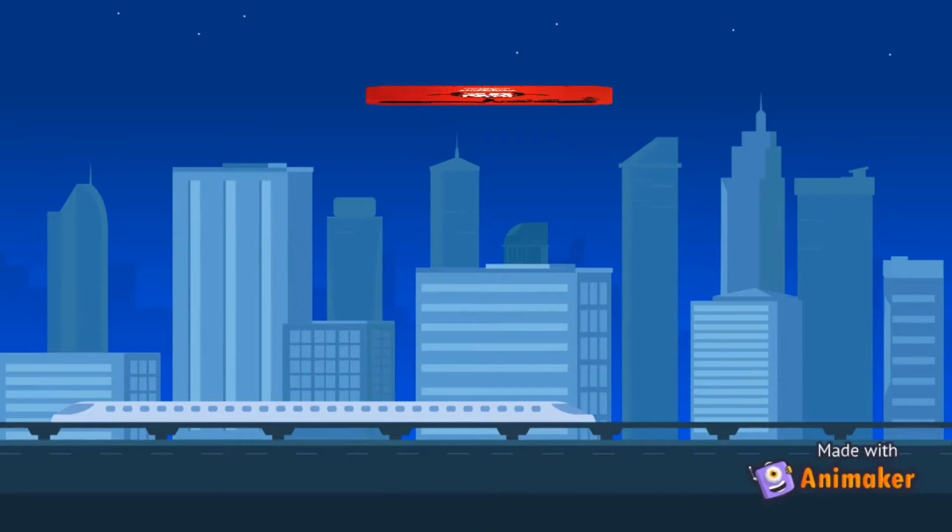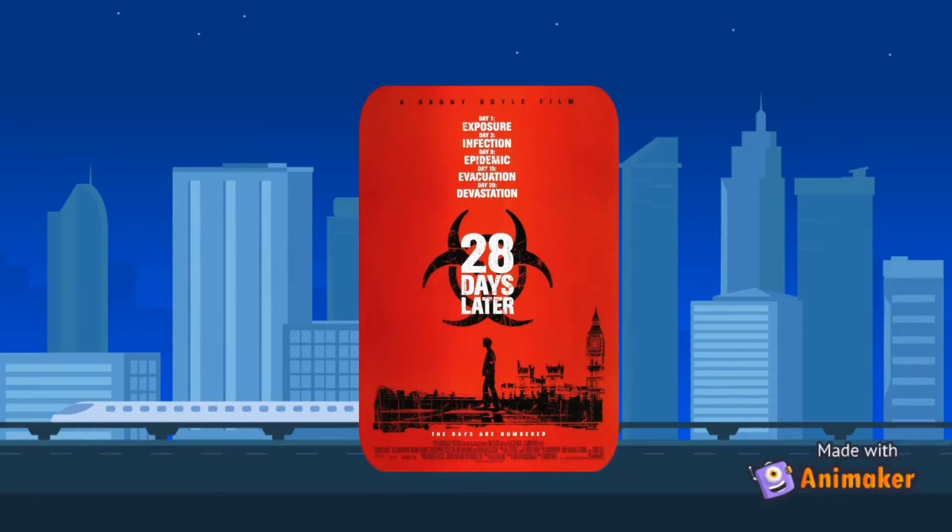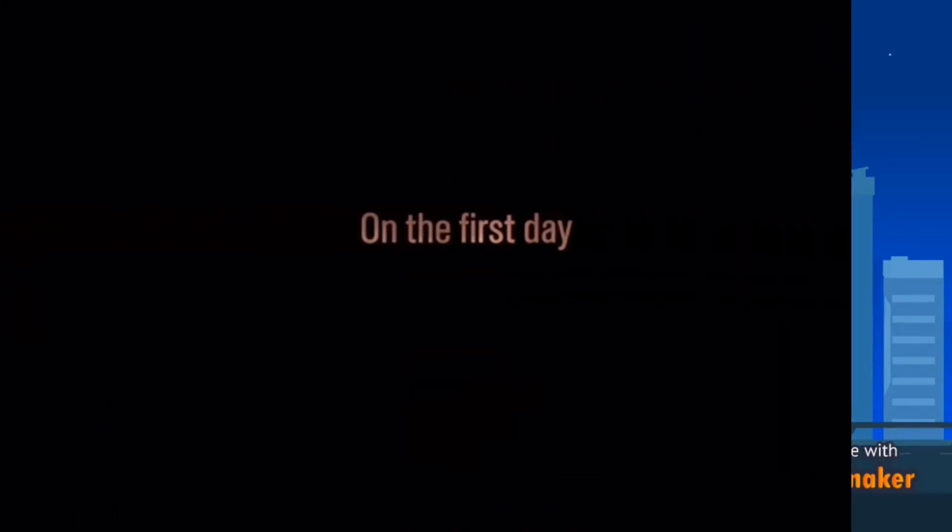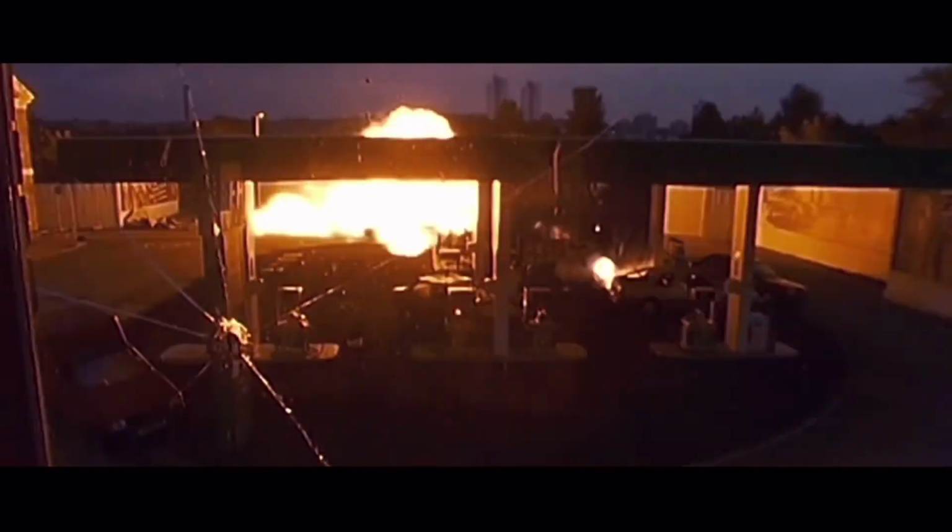The first film to be compared is 28 Days Later by Danny Boyle. It was first published in 2002 in the city of London. The story is about Jim, a man who was in a coma, who woke up in a world full of zombies. He strived to survive with other survivors he had met.